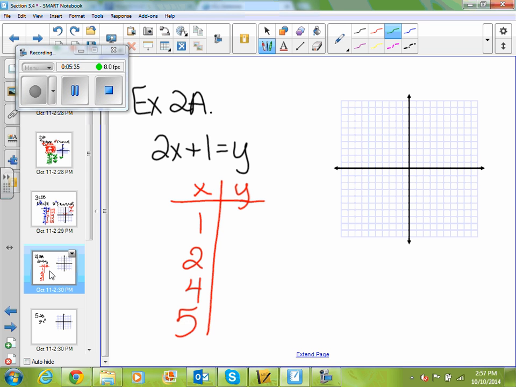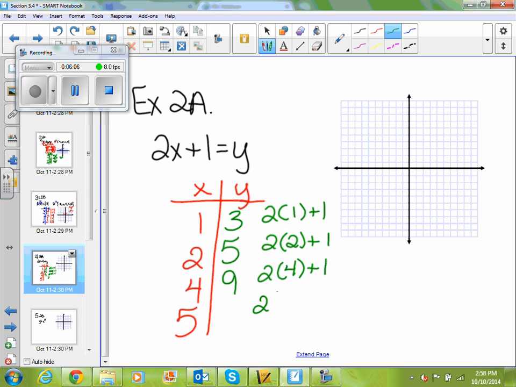So if I take 1, I'm going to plug 1 in for x. So 2 times 1 plus 1. What's 2 times 1? 2 plus 1 is 3. Plug in 2. 2 times 2 plus 1. 2 times 2 is 4 plus 1 is 5. Perfect. If I plug in 4, I get 2 times 4 plus 1. 2 times 4 is 8 plus 1 is 9.